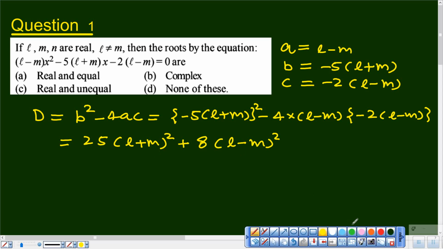Particularly, you can notice here that l is given not equal to m. That's why this is always going to survive, the difference of the two. So if it is not 0, the square would be a positive number. So that is why this is guaranteed positive, not even equal to 0. That's why my roots are real and unequal, distinct. This is the answer to the question.